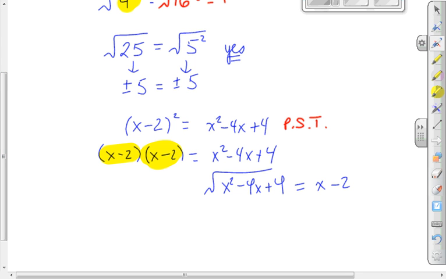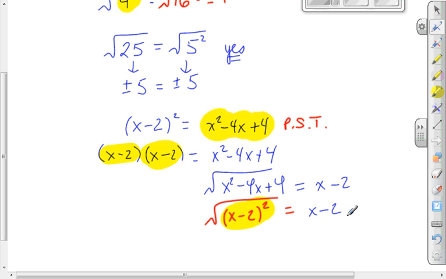Well, what would happen if instead of taking the square root of x squared minus 4x plus 4, I said, hey, let's take the square root of x minus 2 squared? What would be its square root? Well, remember, when we evaluate this, we get this expression. That means its square root, you guessed it, must be x minus 2.